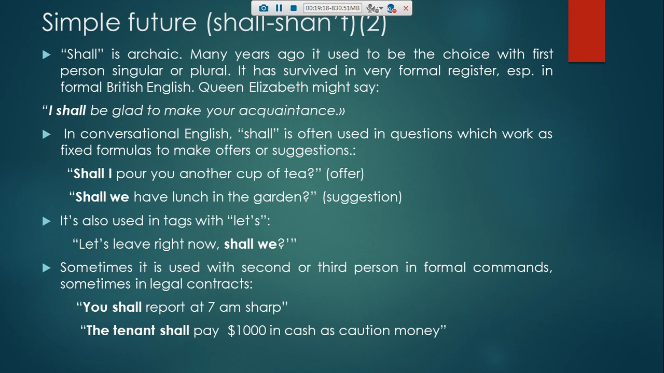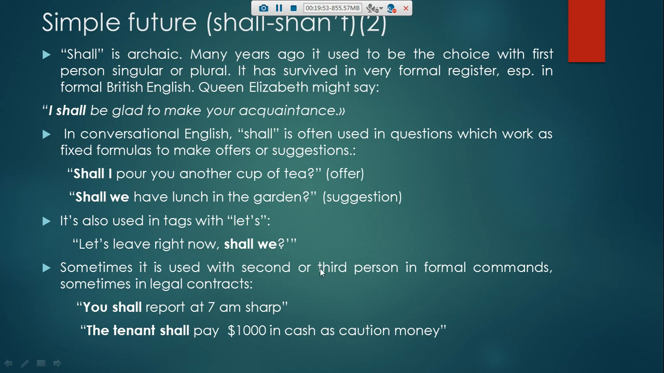In conversational English, shall is often used in questions which work as fixed formulas to make offers or suggestions. Shall I pour you another cup of tea? That's an offer. Shall we have lunch in the garden? That's a suggestion. This is not formal. This is conversational, informal. It's also used in tags with let's. Let's leave right now, shall we? We have already seen this, so you remember that this is the modal verb, the auxiliary verb we use for this tag.